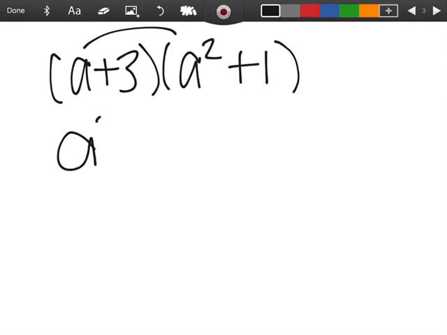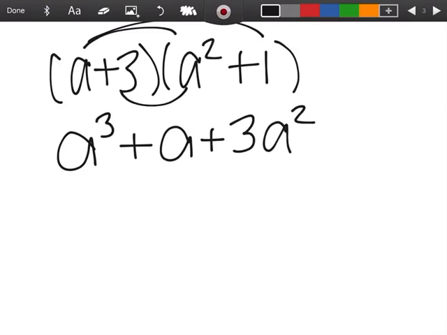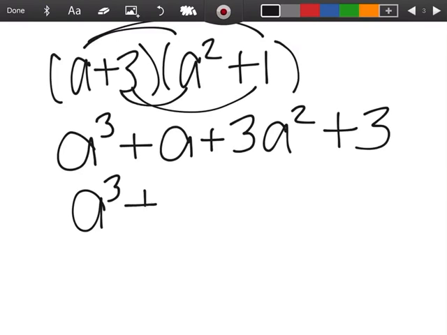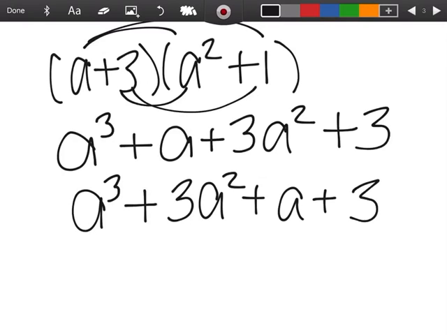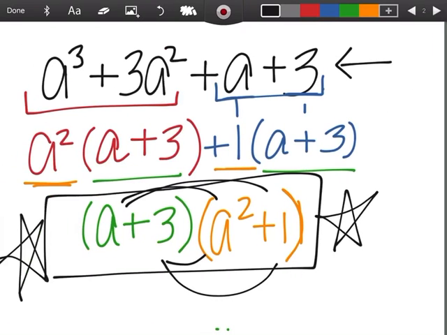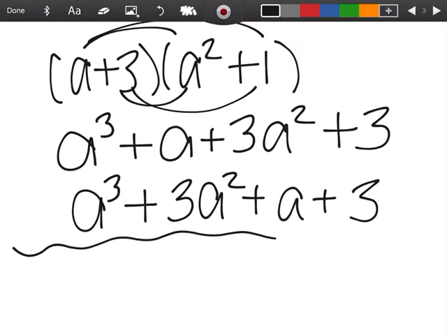And when I do that, a times a squared is a to the third, a times 1 is plus a, 3 times a squared is 3a squared, 3 times 1 is plus 3. And I can rearrange the terms, write it in standard form, put the 3a squared first and then the a, and then the plus 3, and then it is going to match the original problem. So that is what I want.